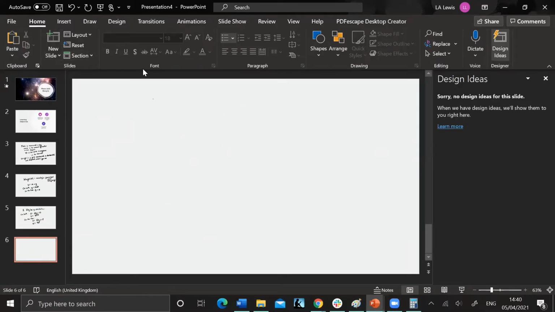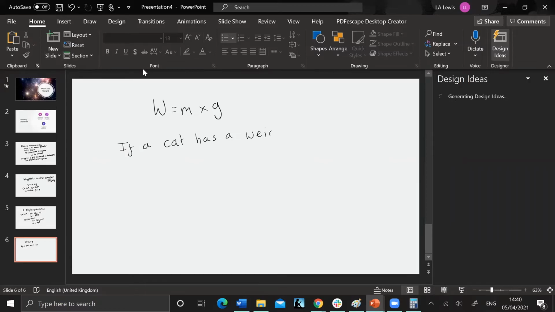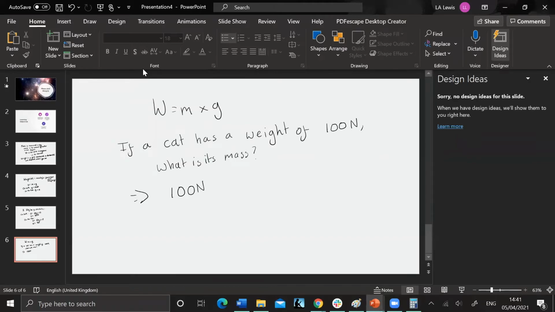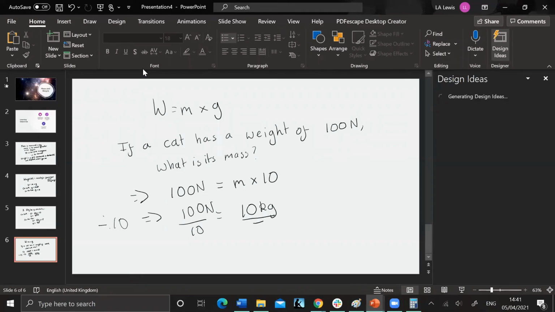Okay, let's do another example. Let's write the equation at the top again: W equals m times g. Let's go for an animal. If a cat has a weight of 100 newtons, what is its mass? So weight is 100 newtons. We assume we're on Earth unless we're told otherwise. So 100 equals m times 10. We're going to divide both sides by 10. It's 100 divided by 10, and normally we put units in, is 10 again. So 10 kilograms. Quite obviously that's a very big cat, but that's the example.